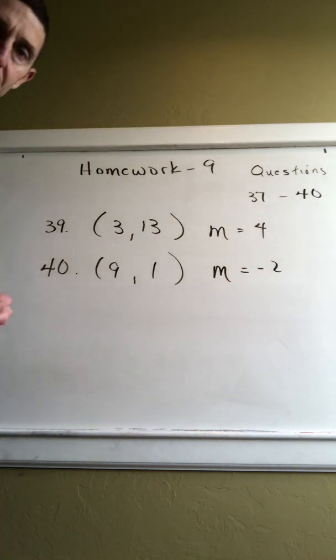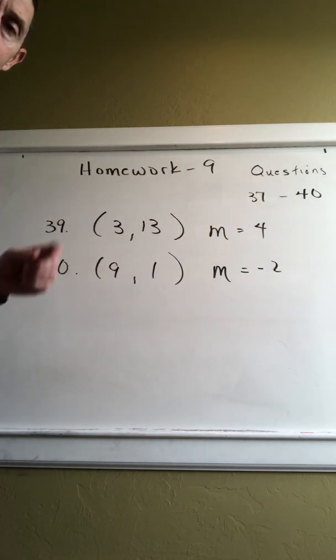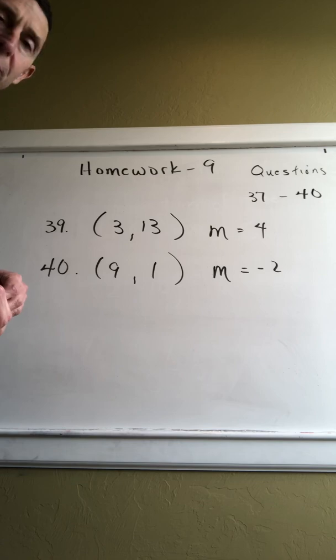All right, guys, there you go. So homework 9, questions 37 through 40. Find m, find b, write your equation of the line.